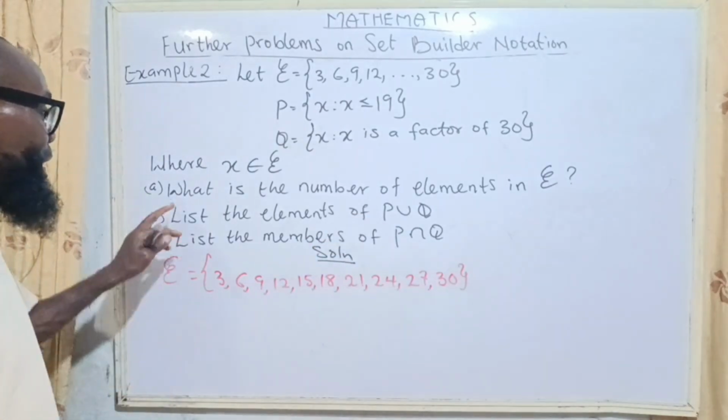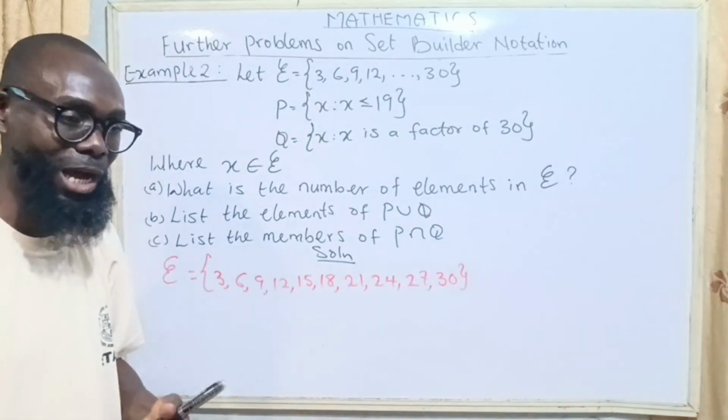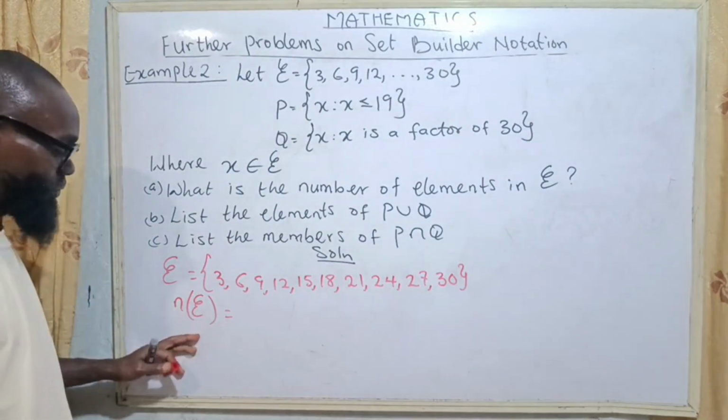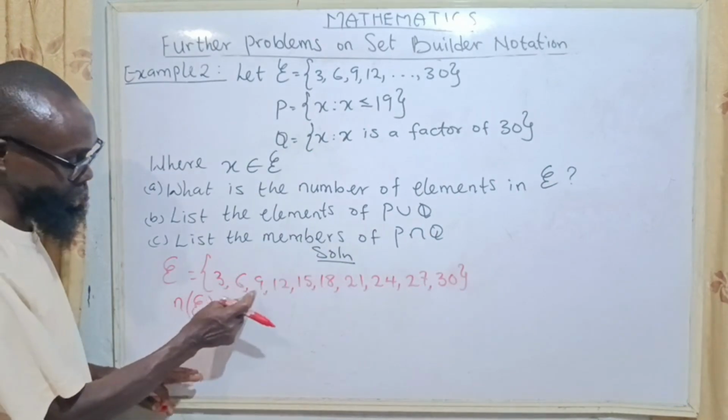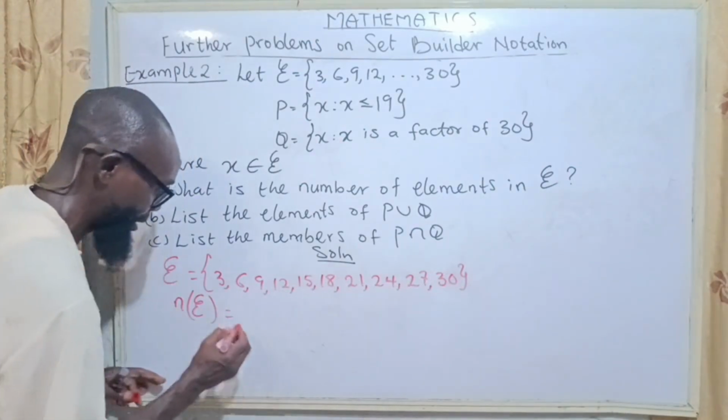Now, the question is, what is the number of elements in the universal set? How many elements do we have there? The number of elements in the universal set equals 1, 2, 3, 4, 5, 6, 7, 8, 9, 10. That is 10.